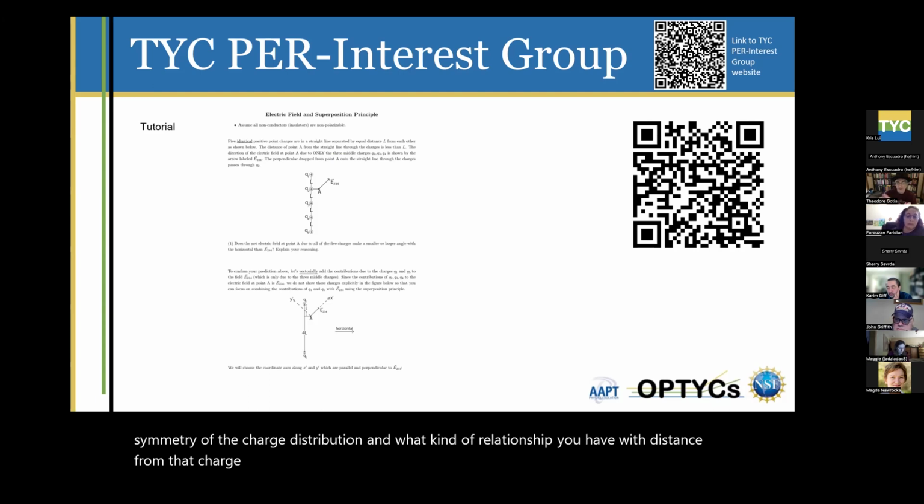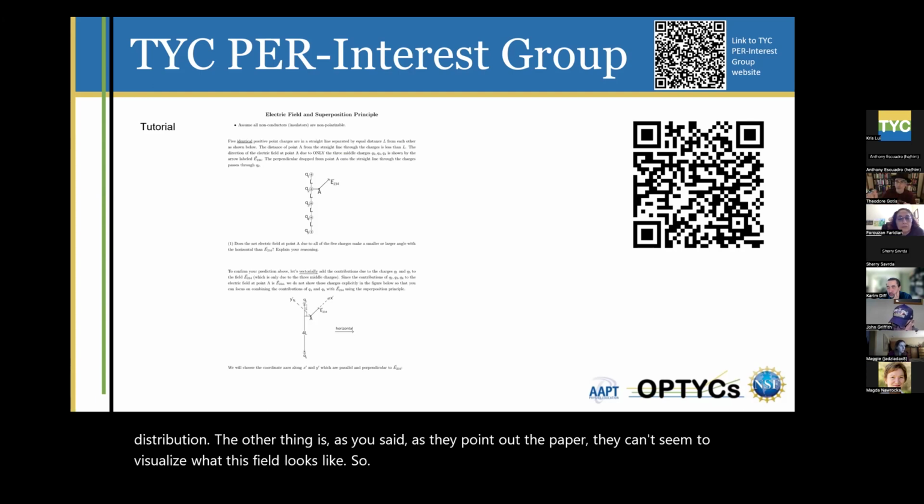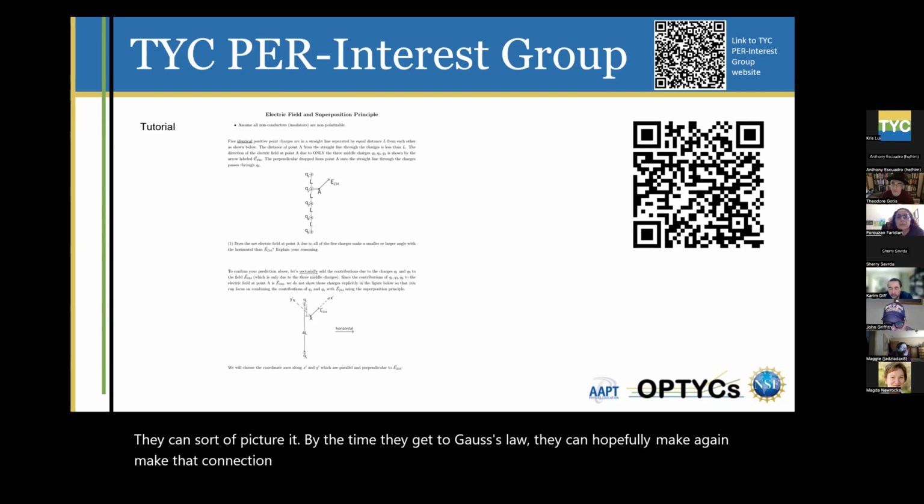The other thing is, as you said, and as they point out in the paper, they can't seem to visualize what this field looks like. So there's actually a picture where they have to fill in what the electric field looks like for these different charge distributions. So hopefully by drawing it in, they can sort of picture it. By the time they get to Gauss's law, they can hopefully make that connection between the symmetries and the charges.